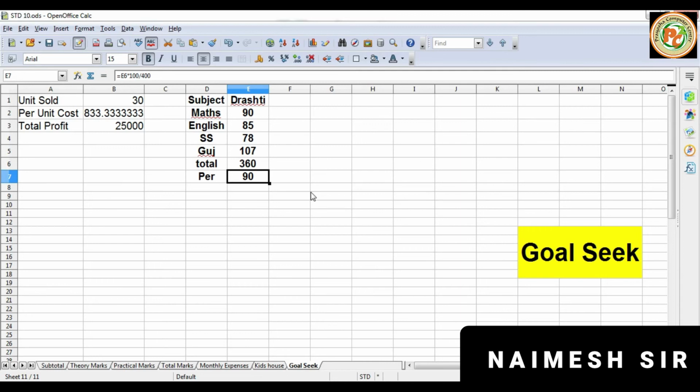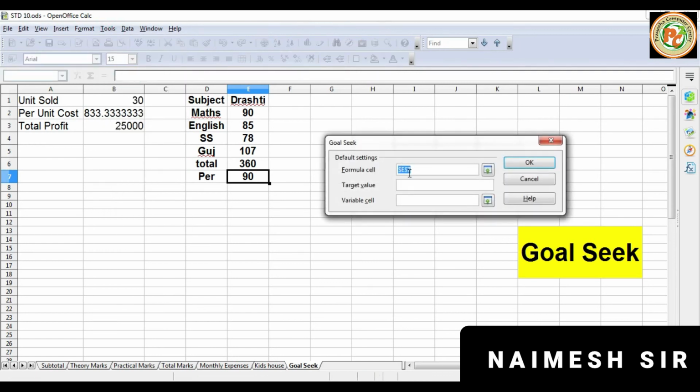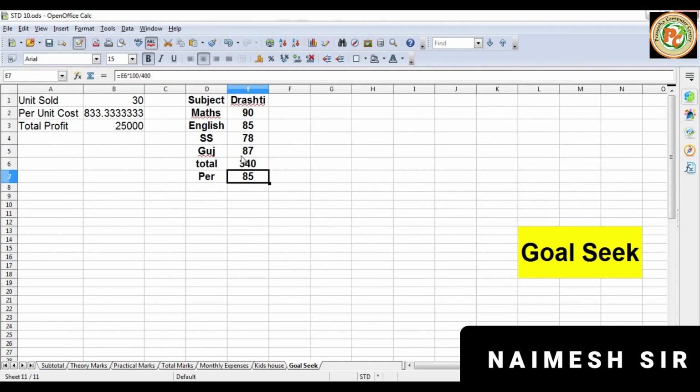So this will be 107, and it is not possible to get 107. So what to do? She has to change her goal to below 90, or she can change the value up and down. Now think that she wants not 90 but 85. So again go to Tools, and the target will be 85, and the marks will be changed here. Click here and click OK and yes. So if she wants 85 percentage, then the Gujarati marks should be 87, because based on that the total is divided by 100.